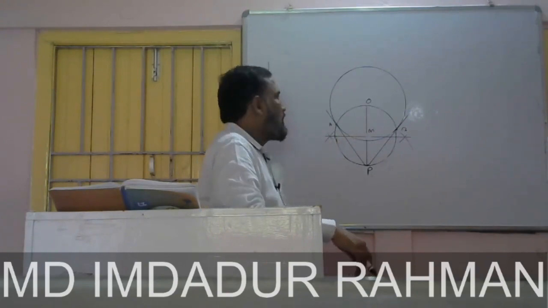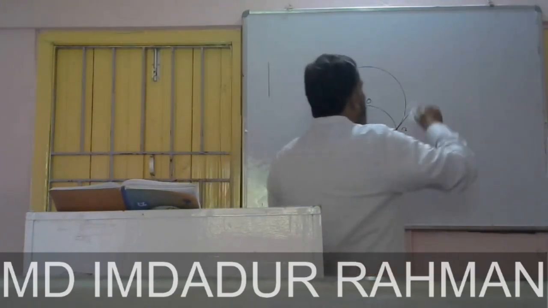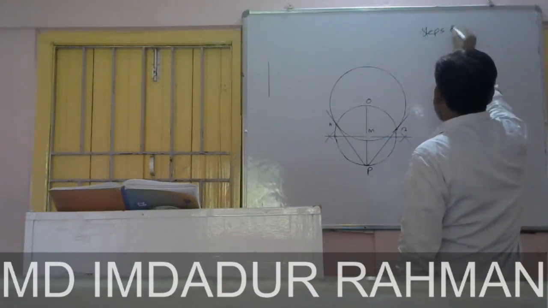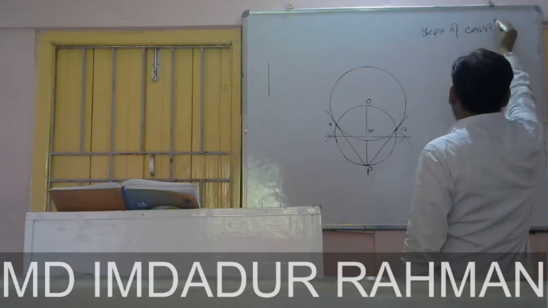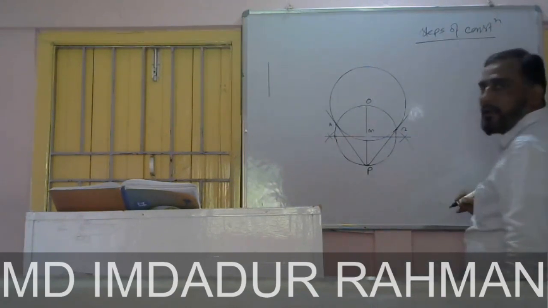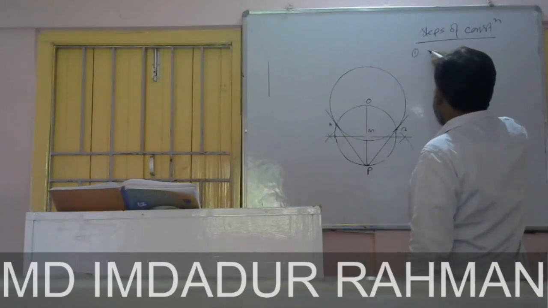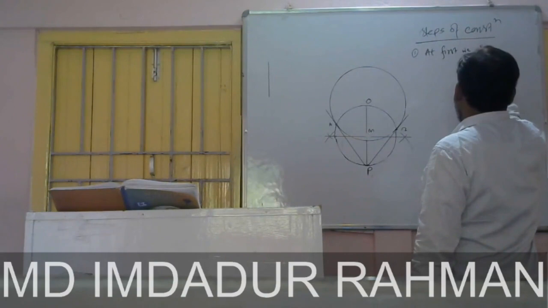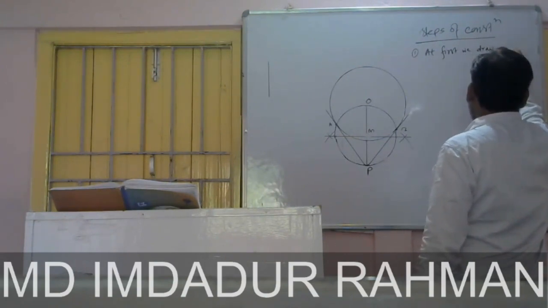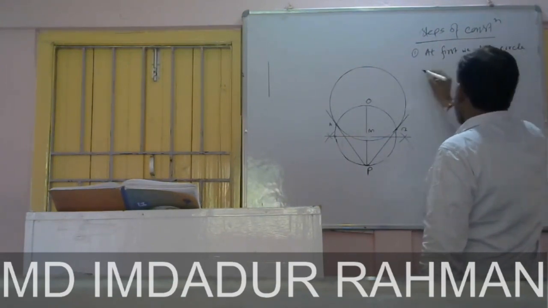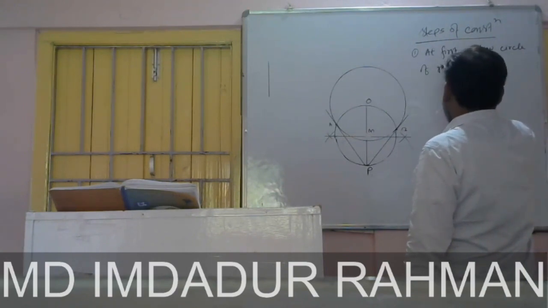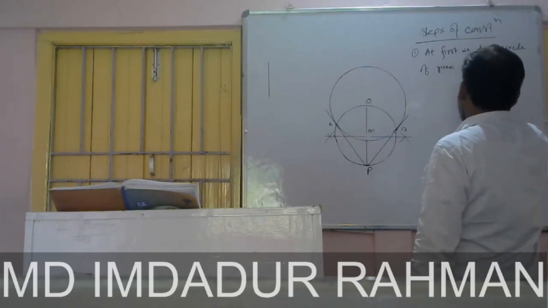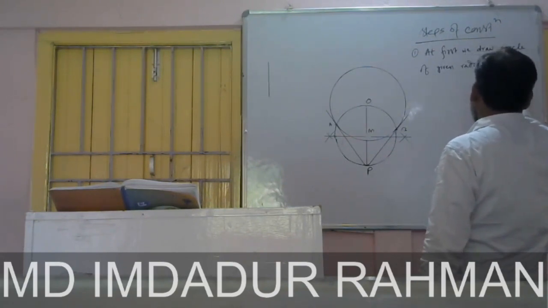So here some steps are required. I am writing steps of construction. Okay. Number 1. At first we draw a circle of given radius 6 centimeter.